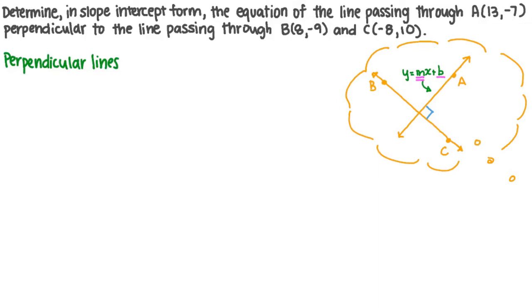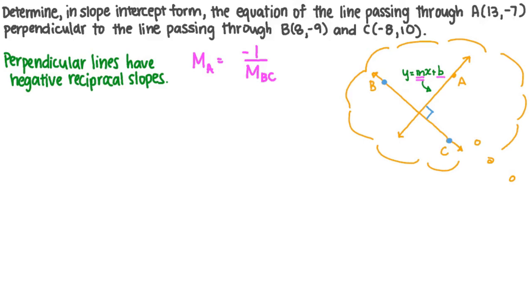We remember perpendicular lines have negative reciprocal slopes, and since we do know 2 points along the line BC, we can find the slope of line BC, and the slope along the line that includes point A will be equal to negative 1 over the slope of the line from BC. This is just a mathematical way to say that these two values will be negative reciprocals of one another. This means our first job is to find the slope of line BC.